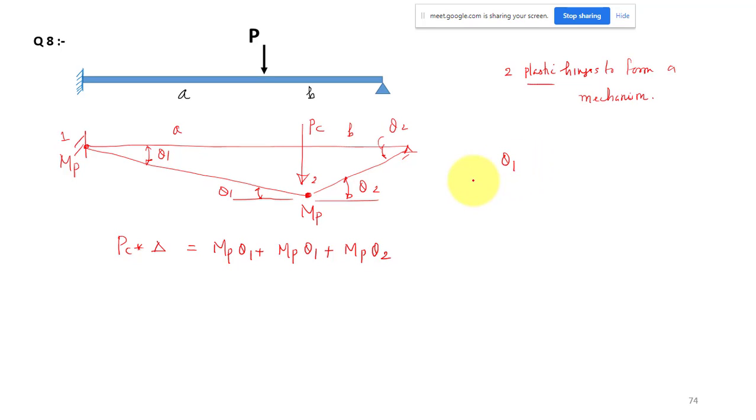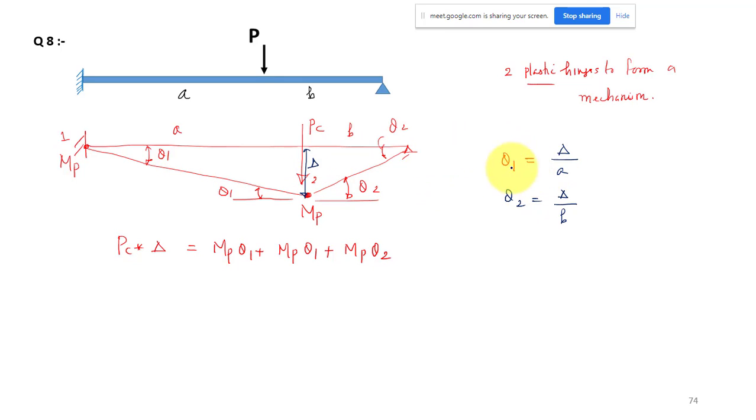All the three you have to write in terms of any one unknown. Either you can represent all three in terms of theta 1, or theta 2, or delta. So let us write theta 1 and theta 2 in terms of delta. That may be simple. This is my delta here, so theta 1 equals delta by A. And theta 2 is equal to delta by B, because we are taking all these thetas as small angles, so tan theta is approximately equal to theta.